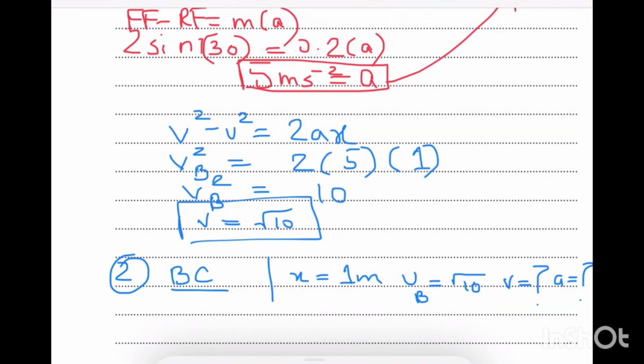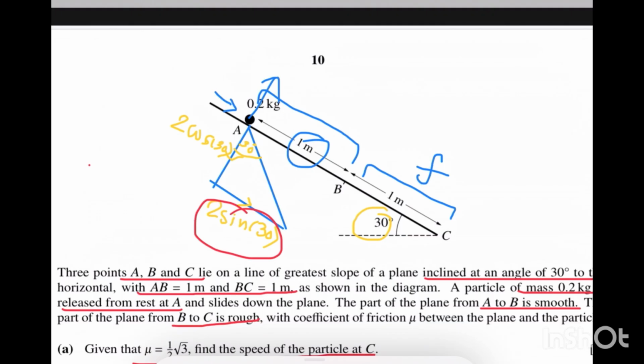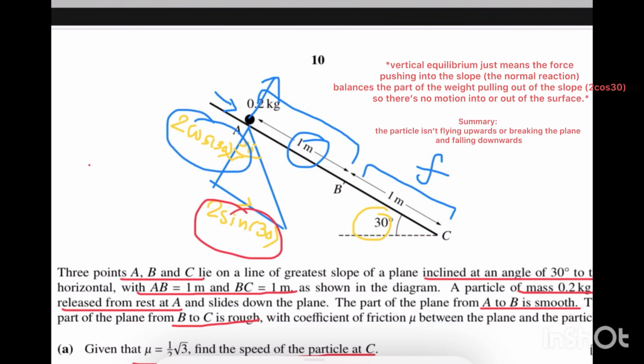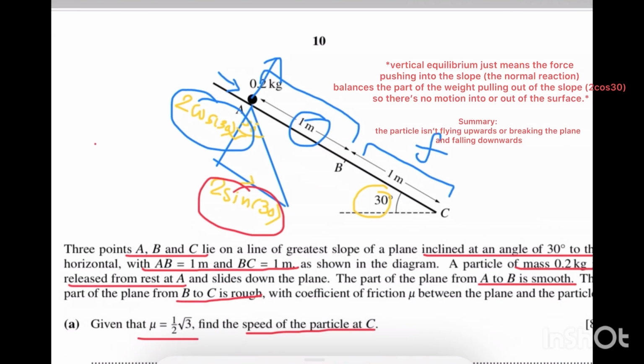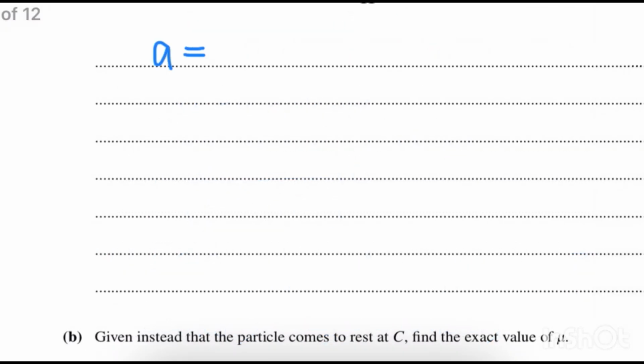So the forward force will again be 2 sin 30, and then we will have the friction, which is always equal to mu multiplied by R. So the mu is given to us as root 3 over 2, and the value of R, which is the normal reaction, which is always perpendicular to the plane, is equal to 2 cos 30, since the particle is in equilibrium vertically. This is equal to 0.2 a. When we simplify that, we get that the acceleration from B to C is equal to negative 2.5 meters per second squared.